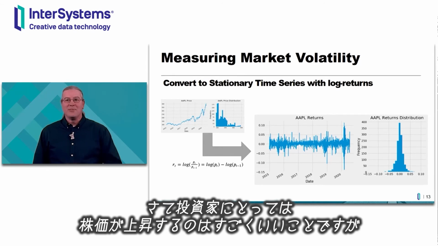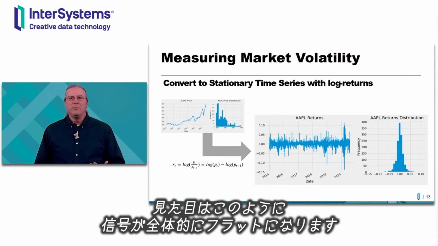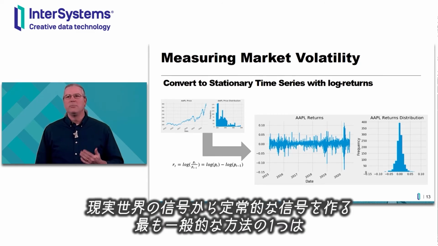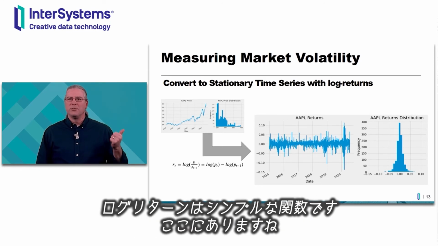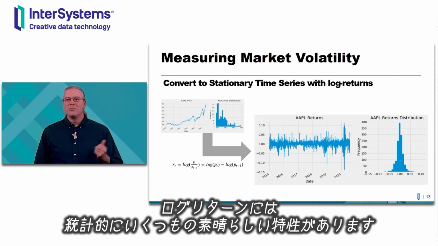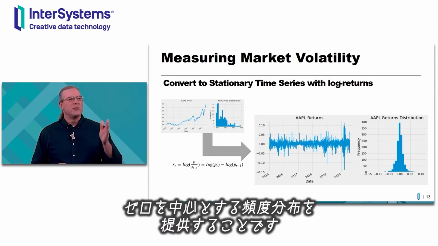Now, while that's great for investors, that Apple stock is going up, many statistical techniques require what's called a stationary signal. Visually, that means it looks like the signal is flat overall. So one of the most common techniques to create a stationary signal from a real-world signal is to use log returns, which is also known as log differencing. Log returns is a simple function, it's right up there. Log returns has a number of excellent statistical properties. For the purposes of our conversation today, the most important one is that it gives you a frequency distribution that's centered around 0.